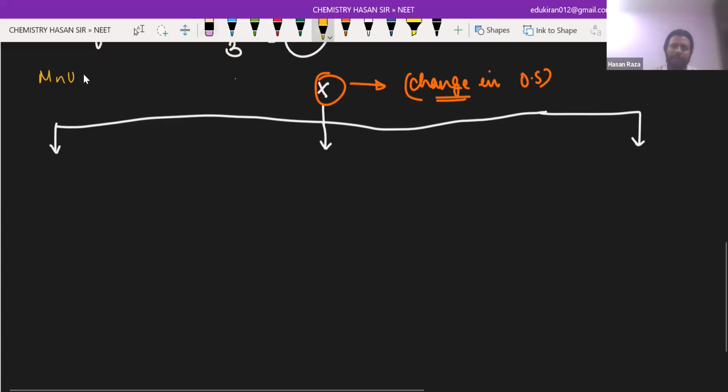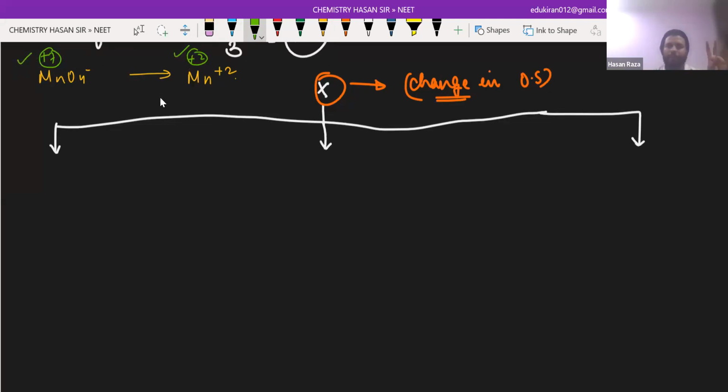If we have this MnO4 minus, it will be converted, let's say in this reaction, to Mn plus 2. So if you are going to calculate the oxidation state, this will be plus 7 and there is plus 2. So what is the change in oxidation state? You can see plus 7 to plus 2. So total change is 5. So for this reaction, the n factor of this manganese is equal to 5.